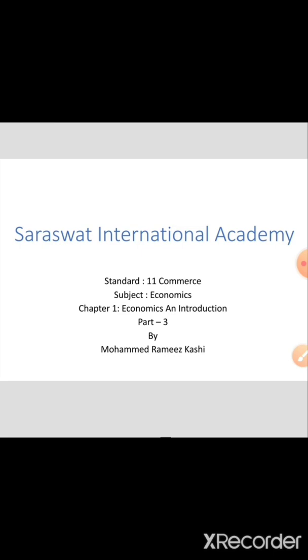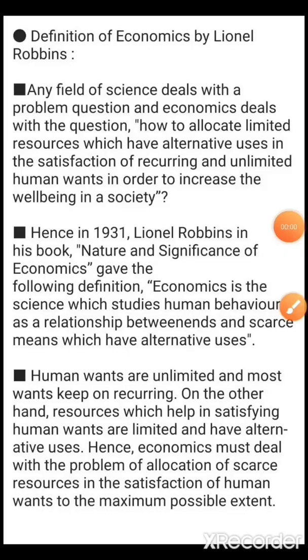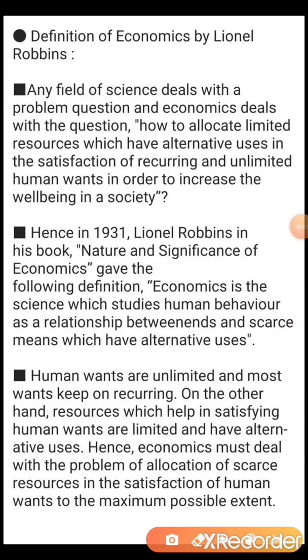These two definitions given by these experts are widely used, and they are comprehensive definitions. They include every aspect of economics, and the modern problem of economics is shown in the definitions given by Lionel Robbins and Paul Samuelson. So let's start our lecture. Now we will learn the definition of economics given by Robbins.